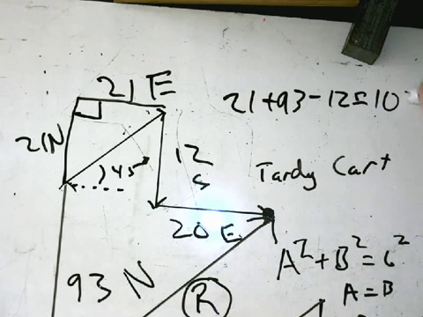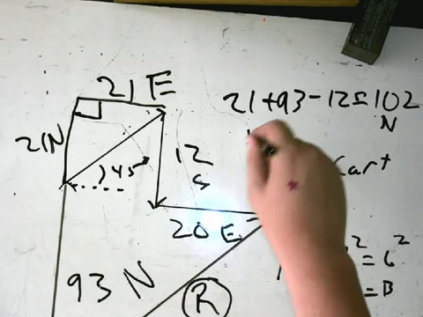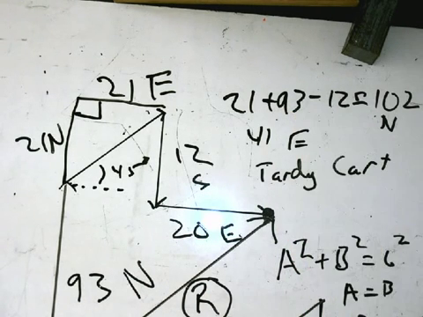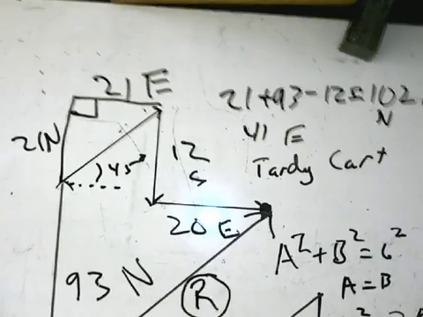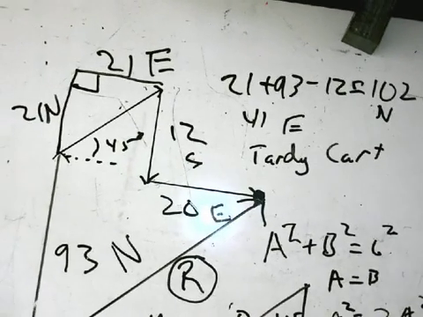Alright, 102 steps north, and then of course we've gone 21 plus 20, 41 steps east. So for your resultant, again, we're going to form another right triangle and we'll be able to figure out our resultant. I'm going to clear this up a little bit first.